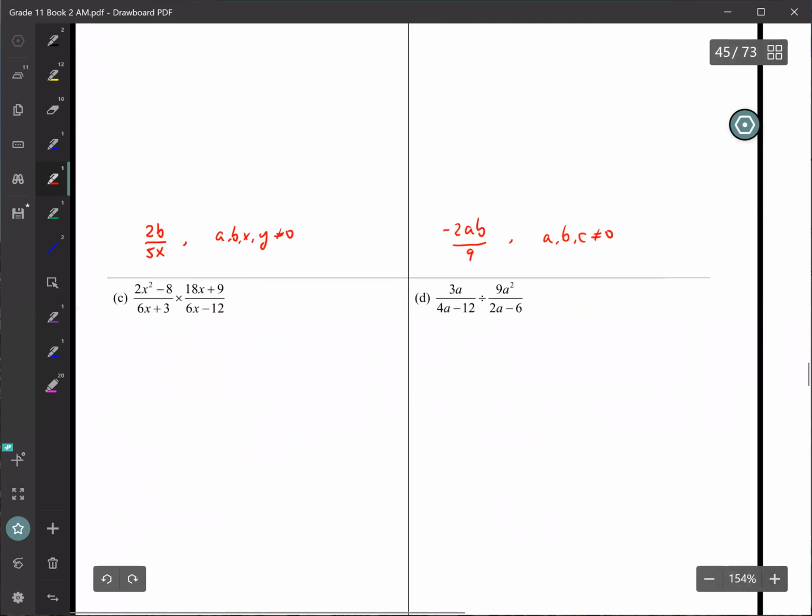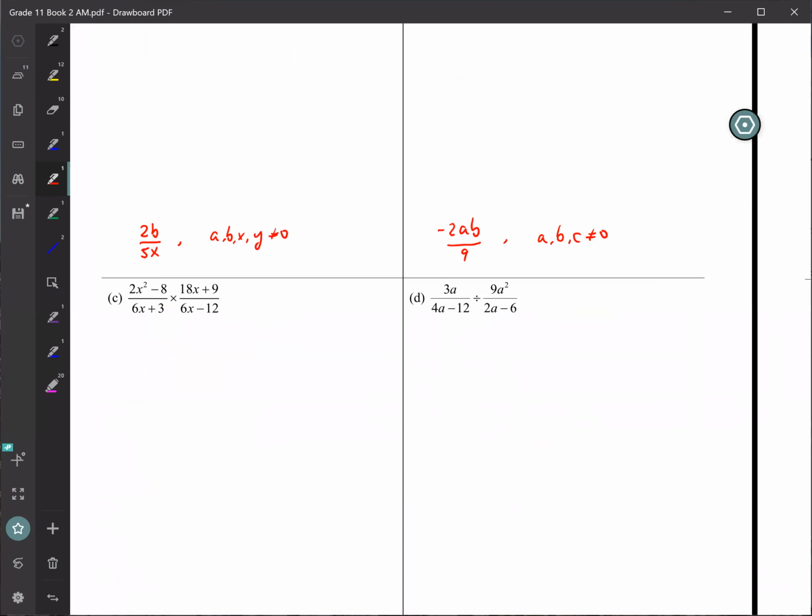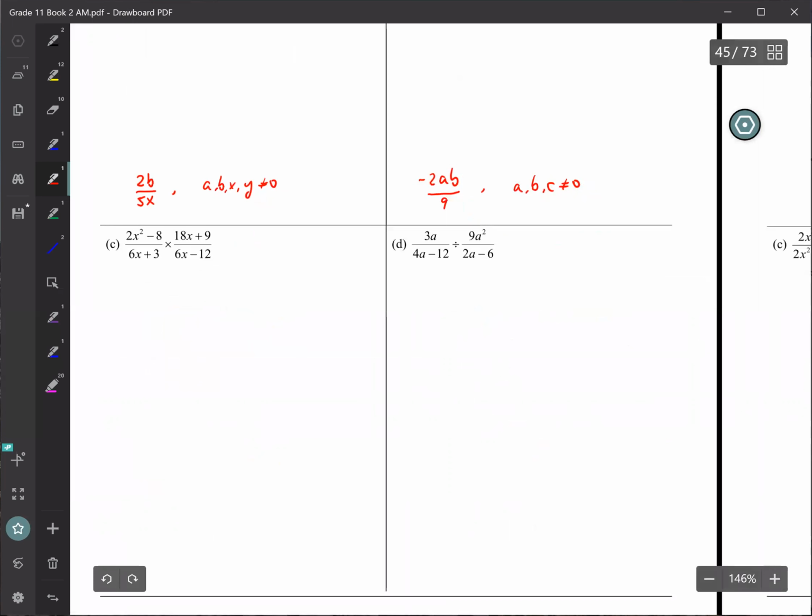Right, let's look at question C. Brennan, what's your expression for C? 2 times x plus 2 over 9. Over 9, okay. And Eric, have you finished question C yet? I'm still doing question C. Okay, when you get the restriction, please let me know. Okay, and Nathan, what question are you working on? Number D. Okay, so when you finish D, let me know.